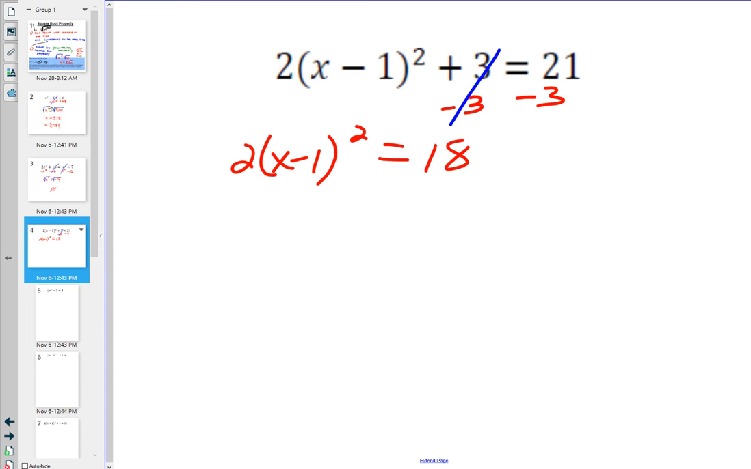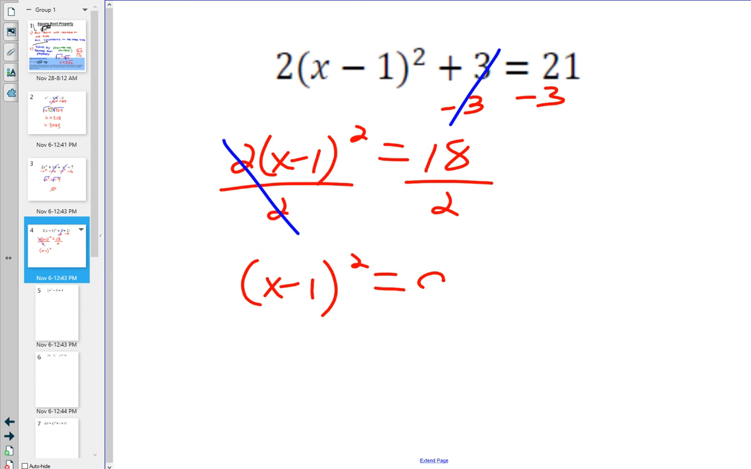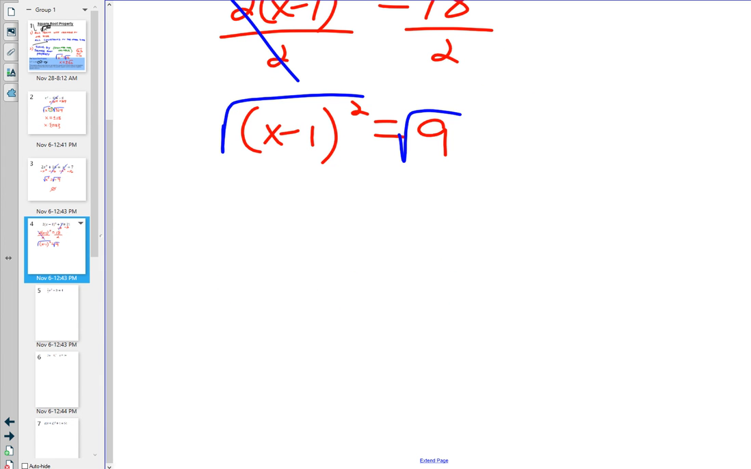And then, we're going to get rid of the 2. And since the 2 is multiplying, we divide. Good. So then we have x minus 1 squared is equal to 9. And then, square root. Good. So we get x minus 1 is equal to plus or minus.